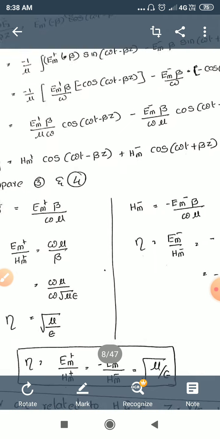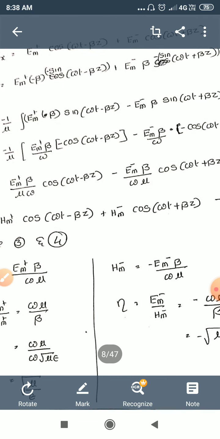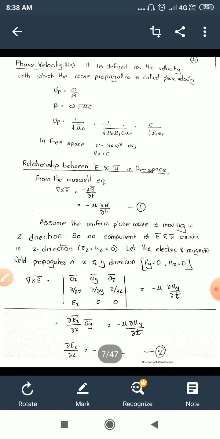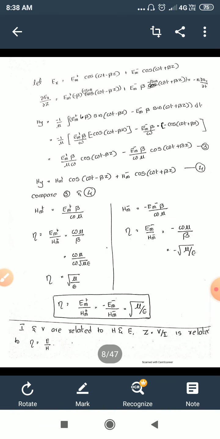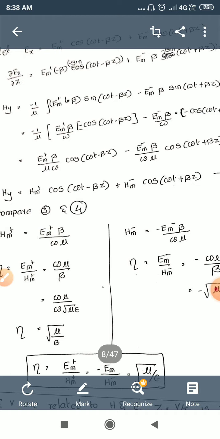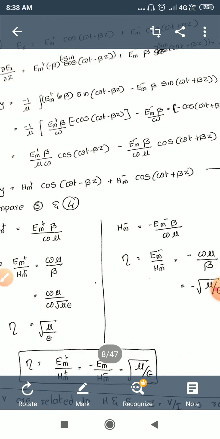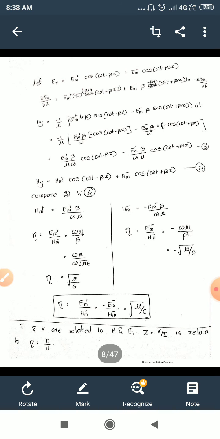Now we know that from equations 14 and 15 we took the equation Ex equal to Em plus cos(omega t minus beta z) plus Em minus cos(omega t plus beta z). So what do we want to find out now? We want dou Ex by dou z, so we are finding dou Ex by dou z by differentiating this one. Look at the signs, that is by differentiating.